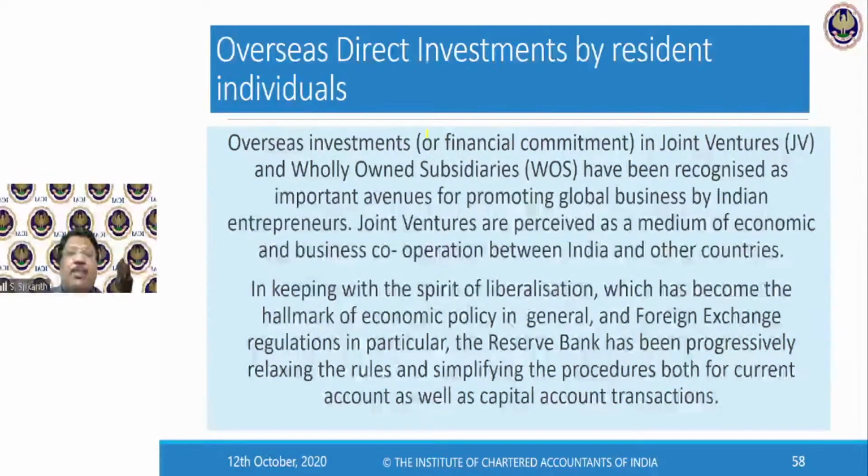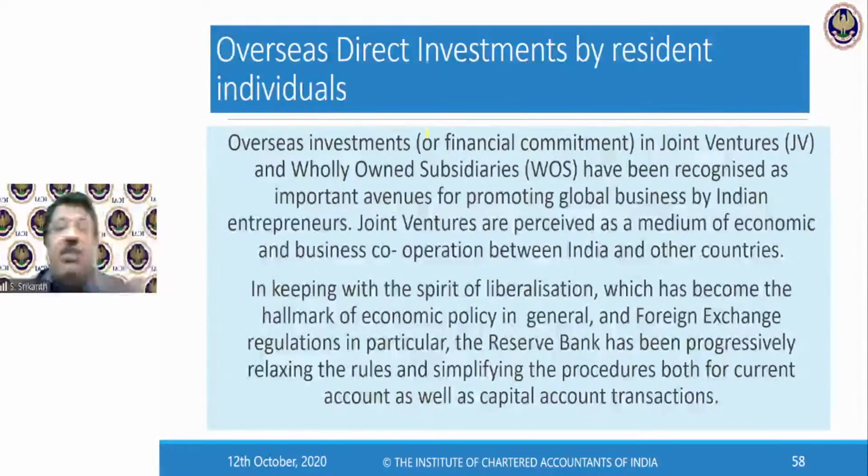Joint ventures are perceived as a medium of economic and business. Why not Japan? Of course, nobody wants to set up business in Japan because it's highly regulated. But Japanese collaboration companies set up business in other parts of the world, common with Indian collaborators. Japanese and Indian collaborators going outside of India, so many examples. So it's a great way of making money.